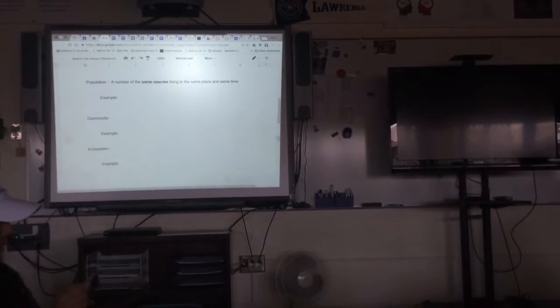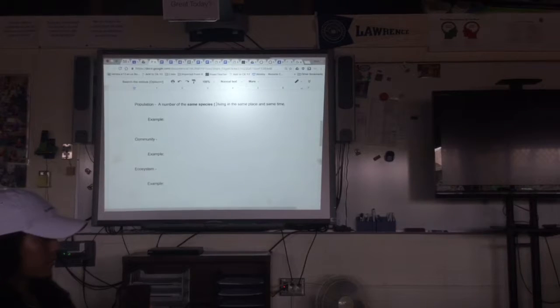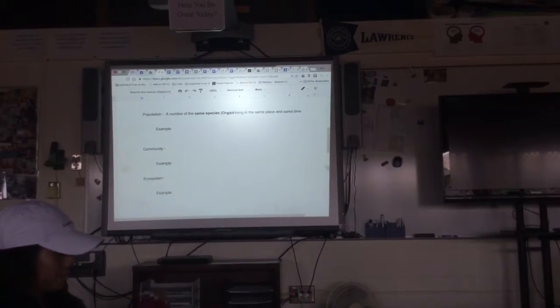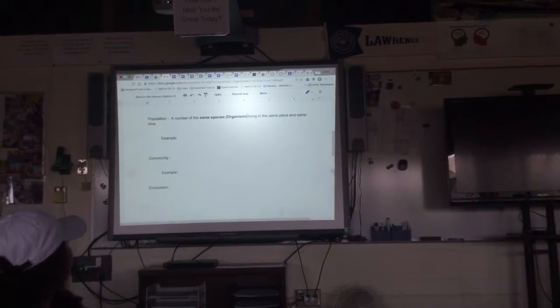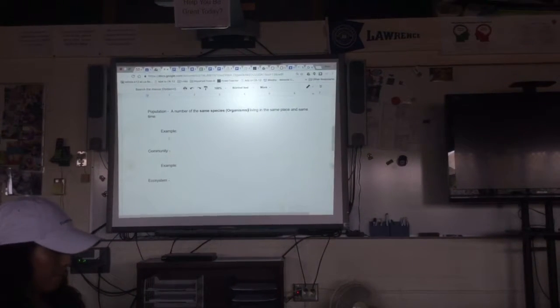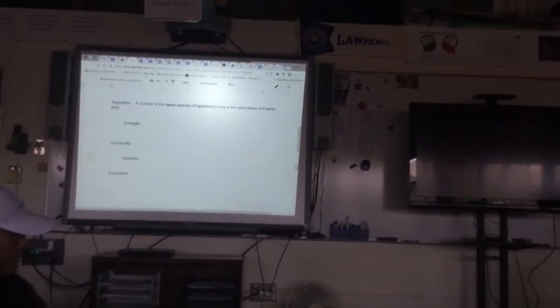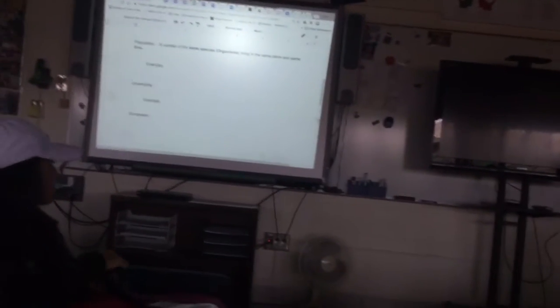Or it's the number of same organisms, which is really going to be the same species. If you want to put that in parentheses there, we could go organisms. Living at the same place at the same time. Who can give me an example of a population then? Who can give me an example of a population living in the same place at the same time?